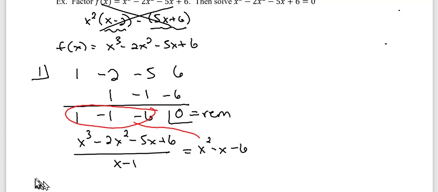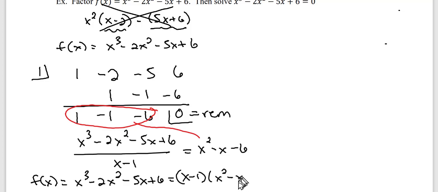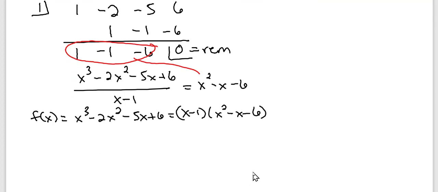What that tells me is that this f of x function, x cubed minus 2x squared minus 5x plus 6, is equal to x minus 1 times x squared minus x minus 6, if I multiply both sides of that equation by x minus 1. So I've gotten one step towards factoring this, and hopefully, now that I have a quadratic here, can I just factor that? Sure, x minus 3 and x plus 2.